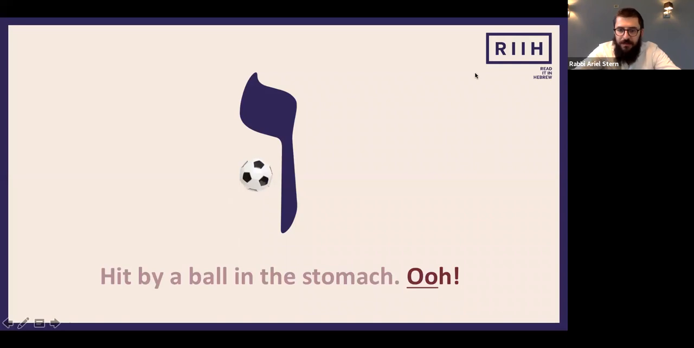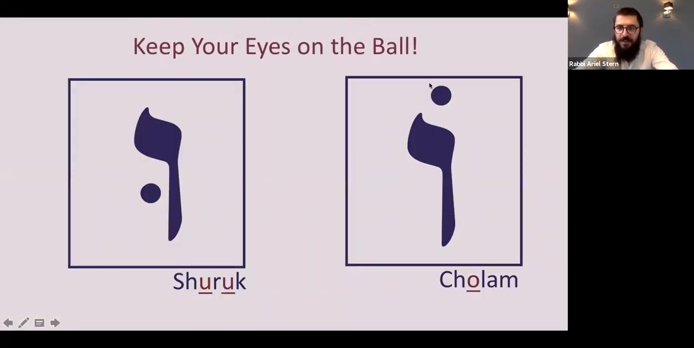Okay? Remember that. So let me show you an example. Okay? Like being hit by a ball in the stomach, u. Fine? Now, look at this. Keep your eyes on the ball. If it's on top, it's a cholam, oh. And if it's in the middle, it's a kubut, shuruk, call it the way you want to call it. Okay, kubut for both. So basically, remember that the vav with the dot in the middle is a vowel.